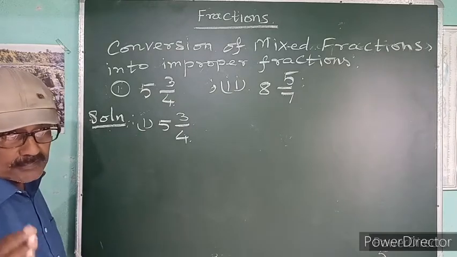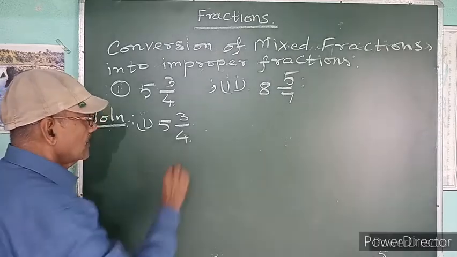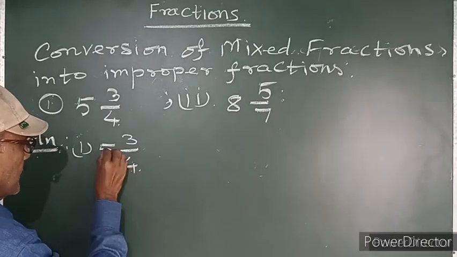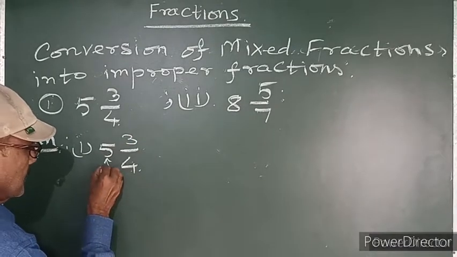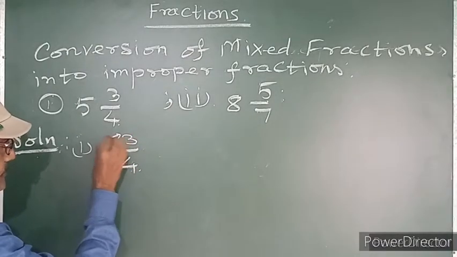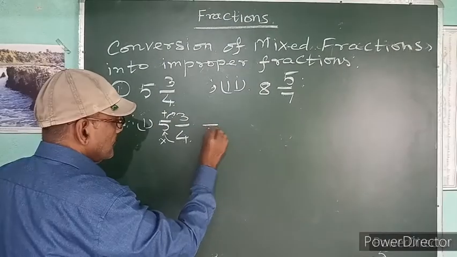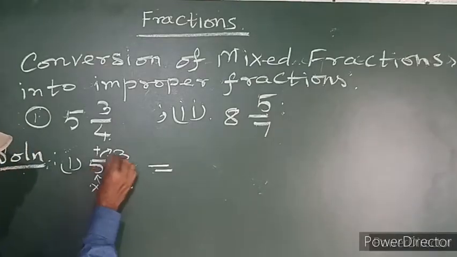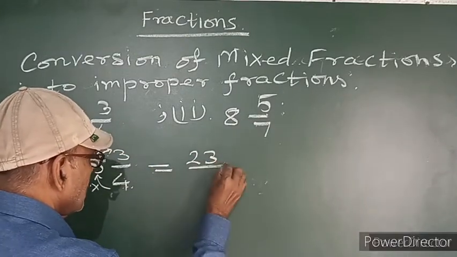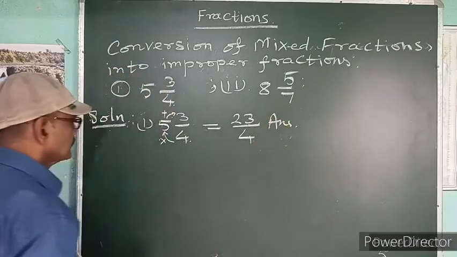So there are two methods for solving this type of sum. We will just multiply this 4 into 5 and then add. Here you multiply 4 into 5 and then add 3. This is plus. So 4 into 5, 20 and plus 3. That will give you 23 by 4. This is the answer number 1.